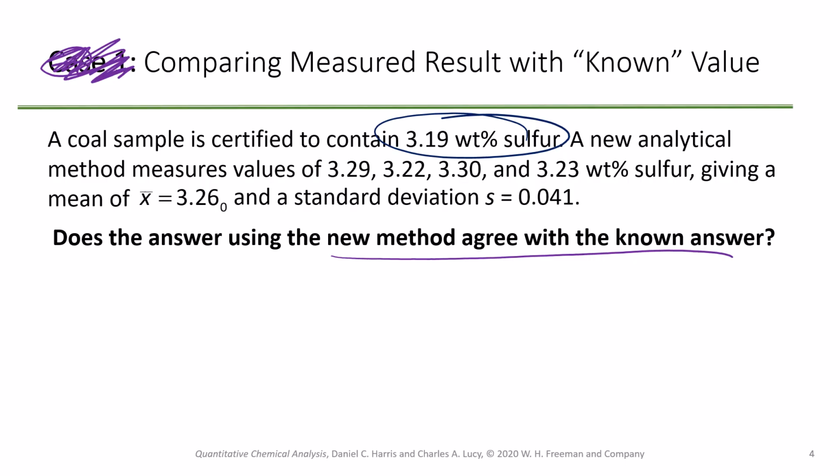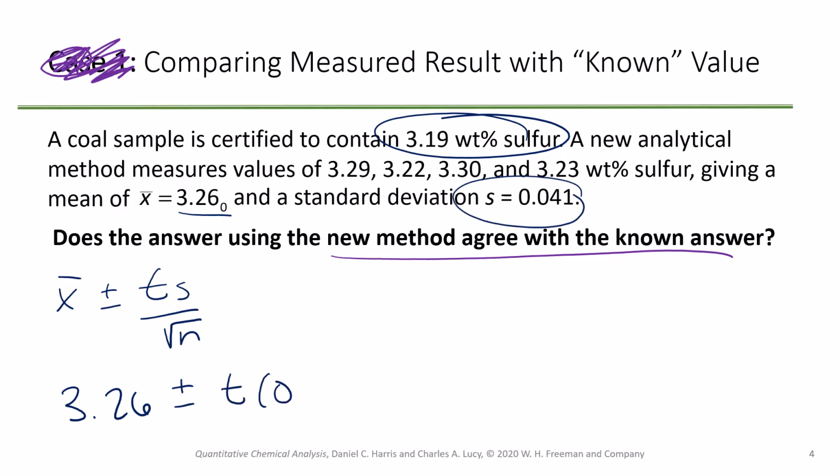So what we need for the confidence interval is the mean, which they gave us, 3.26. We need the t-table value, the standard deviation, and the square root of n. So we don't know what t is just yet. We know the standard deviation is 0.041, and we know 1, 2, 3, 4, square root of 4. So now we just need to go to the table and find what t is.